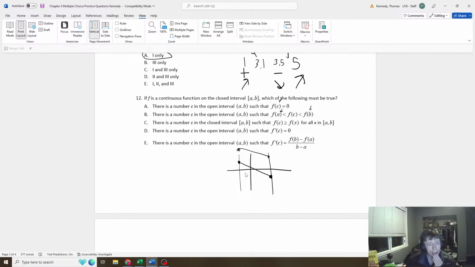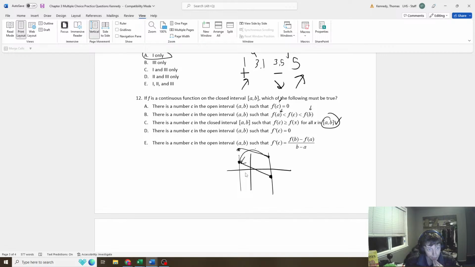Is there a number c such that f of c is greater than or equal to f of x for all x on a to b? So what that means is there's a maximum at some point on the interval. That seems plausible. That one seems okay. Like, yeah, there's a maximum point. It could be the endpoint. It didn't say it was in between. It just said on a to b, so it could include the endpoints.